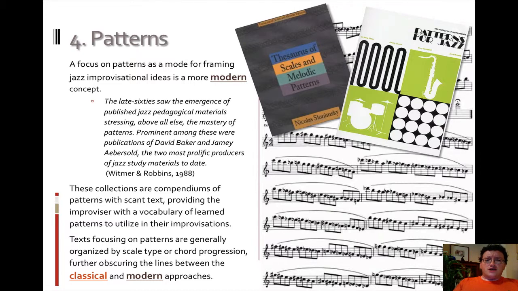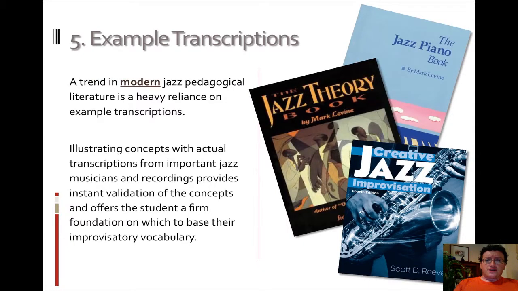Another trend in modern jazz pedagogical literature is a reliance on example transcriptions. A second text from Levine features a heavy emphasis on example transcriptions throughout, illustrating concepts with actual transcriptions from important jazz musicians' recordings. Example transcriptions instantly validate concepts and provide the student with a firm foundation on which to base their improvisatory ideas. Levine's book utilizes 4 of the 5 approaches to frame improvisation: scales, patterns, harmony, and example transcriptions.